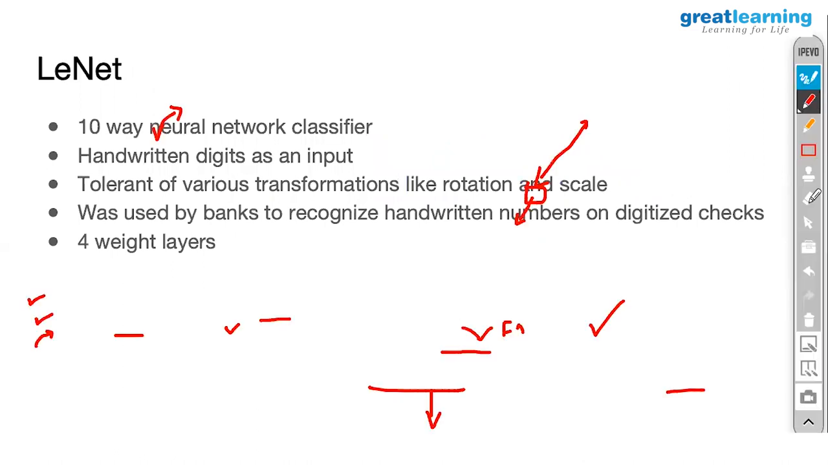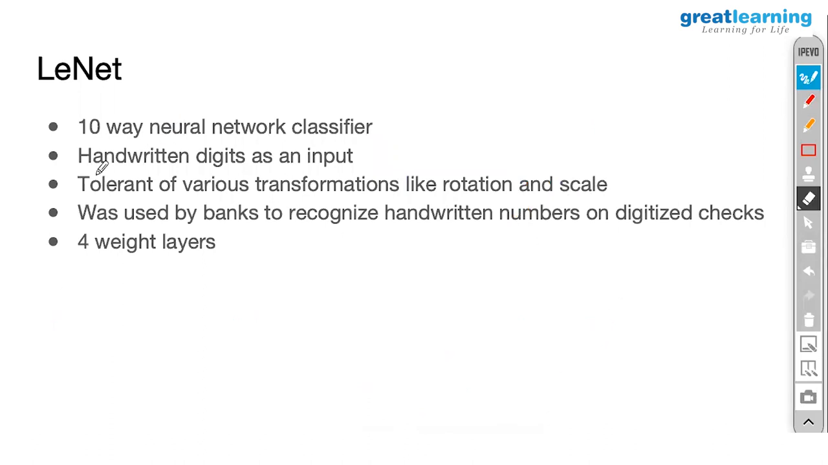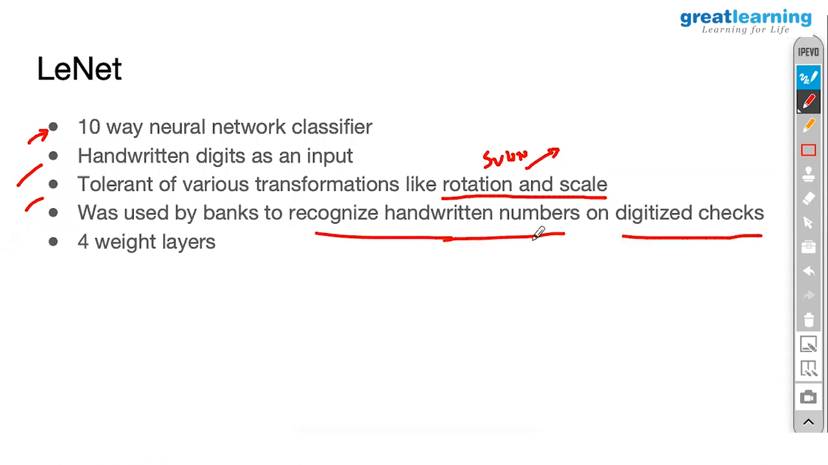Okay, so some pointers here: it's a 10-way neural network classifier. It works properly on 0 to 9 data, handwritten digits, tolerant to various transformations like rotations and scale. So if you do augmentation also, it is going to work good. So our SVHN data will work pretty good on this, no problem. It was used by banks to recognize handwritten numbers and digitized checks. So still, on a very basic level, yes, they do it.